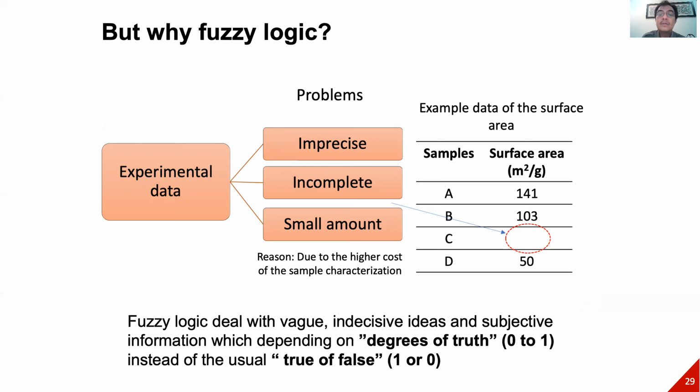Therefore, the fuzzy logic graph deals with vague, indecisive ideas and subjective information depending on the degree of truth, 0 to 1, instead of the usual true or false, 1 or 0. So we can get the results from the degree of truth of which is the dominant factor of the physicochemical properties for the photocatalytic activity.